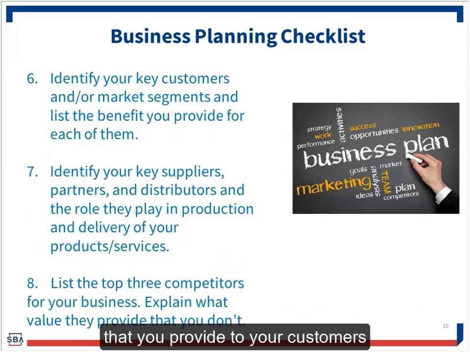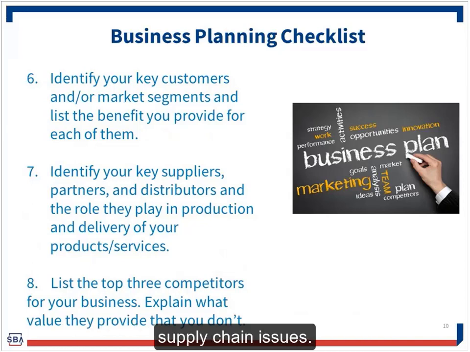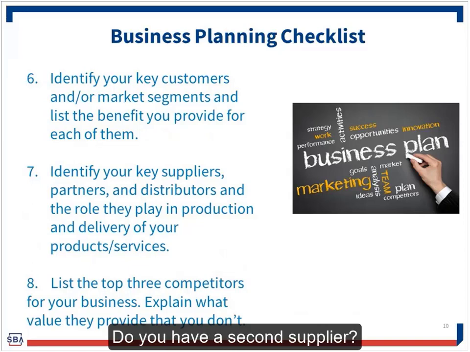Identify who your key customers are, and then let them be able to show what the benefits are. So list out what are the benefits that you provide to your customers, and then also what are your key suppliers and partners, distributors, and then how do they play a role. So we all know that there's supply chain issues, so do you have a backup? Do you have A, B, C, and D? What if your first supplier doesn't come through? Do you have a second supplier? Because you want to make sure that you meet your customer needs and be able to address them.